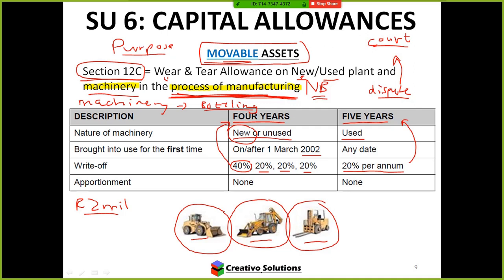Well, obviously, we're in 2020, so I'm going to apply an accelerated write off, according to the 4 years, not the 5 years. So what am I going to write off? 40%. I'm going to take 40% of 2 million, which is how much? 800,000. And what is SARS going to allow me to do with that? Write it off. When? In the first year, in year one.